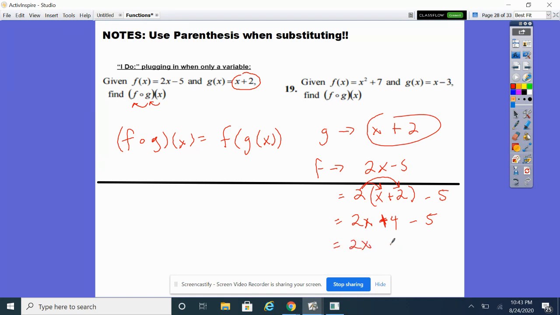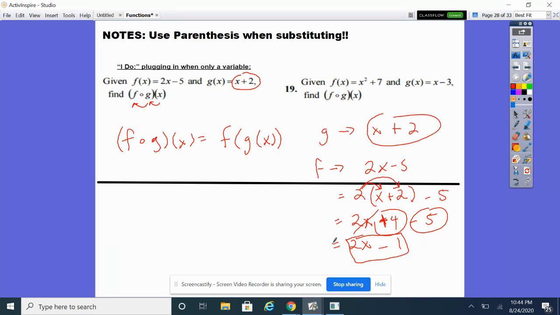2x, only one of its kind. I like to cross them off, so I know I've used them. Positive 4, negative 5, well, that's negative 1. That's the answer. We've used all the functions f and g, and we plugged x in, and it's still got an x. There's not going to be one number at the end. It's still going to have the x in it.